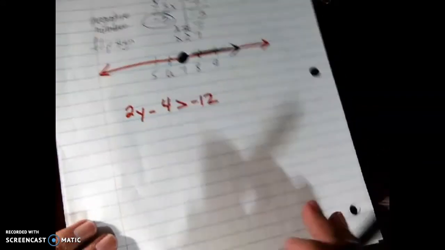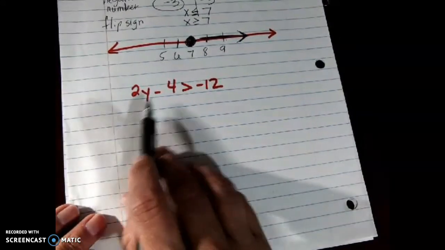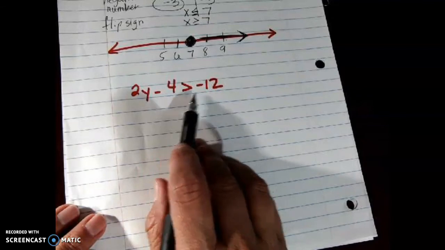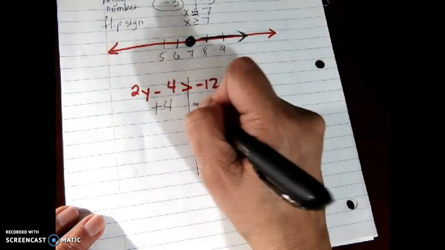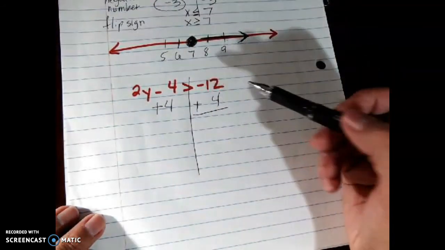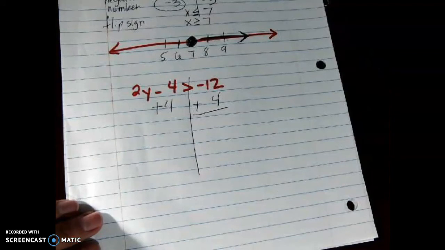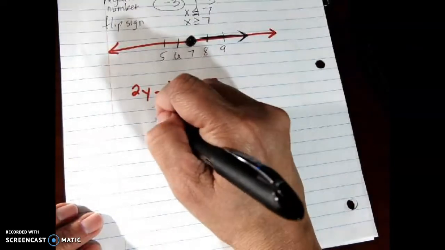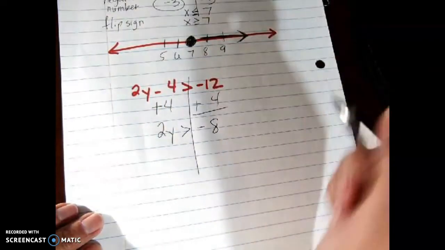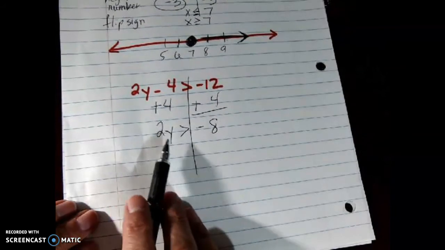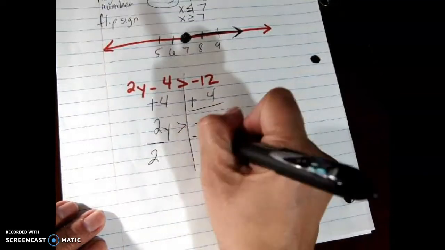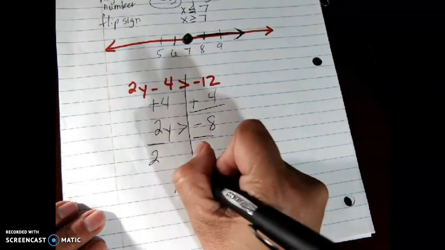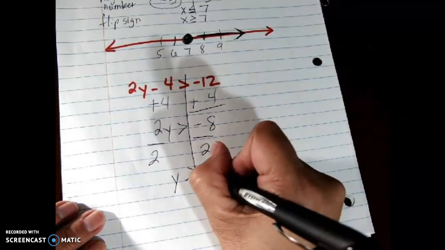All right, let's do the next example. 2y minus 4 is greater than negative 12. So I do plus 4, negative 12 plus 4 is negative 8. So 2y is greater than minus 8. I'm going to divide to get rid of that 2. So y is greater than negative 4.